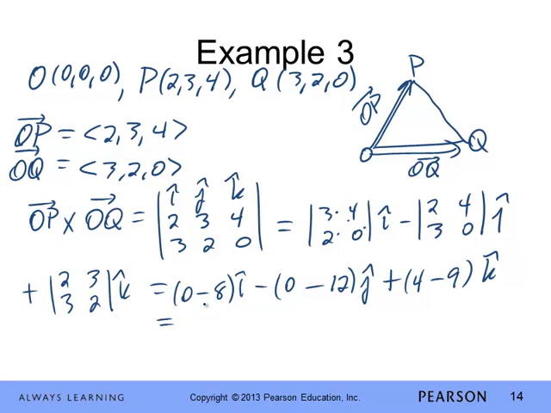Now, let's finish this off. 0 minus 8 is negative 8. So we have negative 8 I hat minus, now, we have 0 minus 12 is negative 12. And the negative of that is positive 12. So we have 12 J hat. And then plus negative 5 K hat.